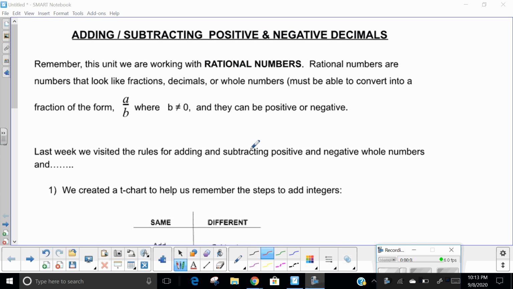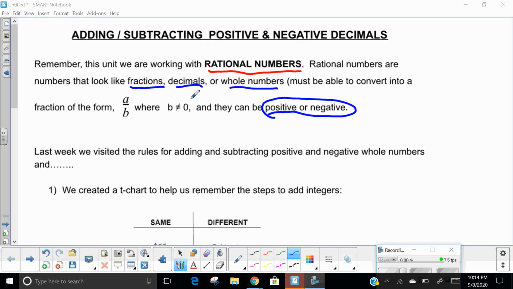So last week, if you remember, we talked about adding and subtracting with positive and negative integers, which are positive and negative whole numbers. And I promised you that we would start looking at all of the rational numbers and we would learn how to add with positive and negative rational numbers. So now you need to remember rational numbers are going to look like fractions or decimals or whole numbers, and they can either be positive or negative.